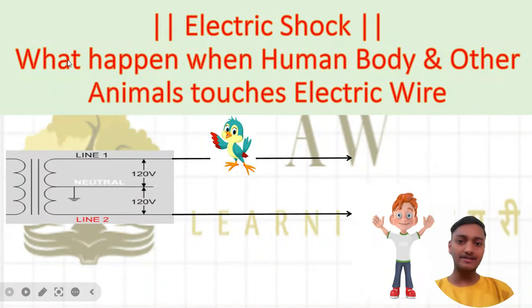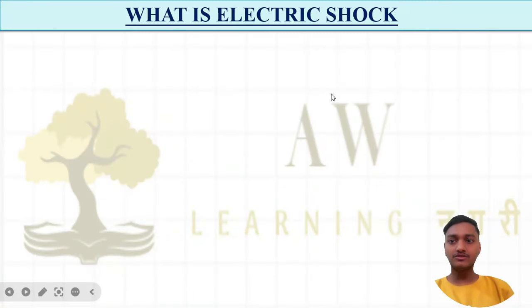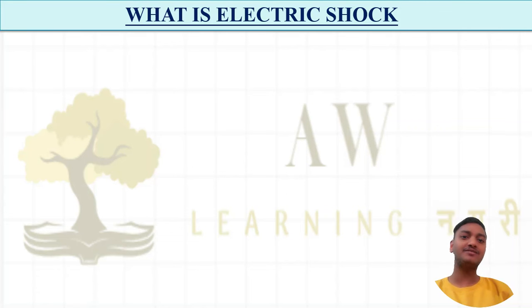In this lecture we will see what happens when the human body and other animals touch an electric wire, that is, a live electric wire. So let's get started with this. Firstly, we will see some theory: what is electric shock, how this electric shock will come about, and all. So this thing we will cover first.